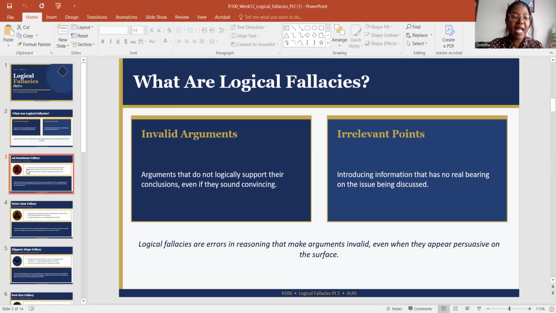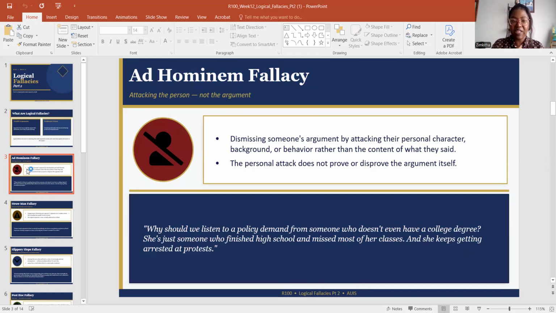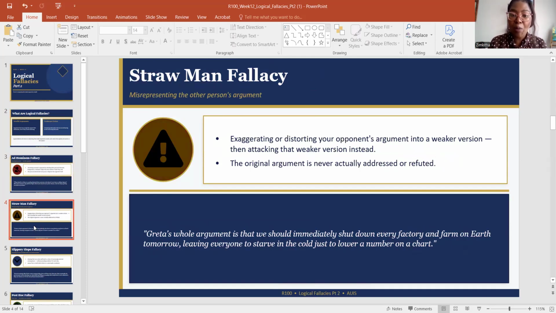Okay. So let's look at the ones that we've done before. We've done the ad hominem fallacy. We said that this one is attacking the personal character. So when you are debating with somebody, you do not want to attack the personal character because that has got nothing to do with the point. This one you guys should actually know, and it was also on your quiz. The second one, the straw man fallacy, we said that this one exaggerates or distorts the opponent's argument into a weak version.